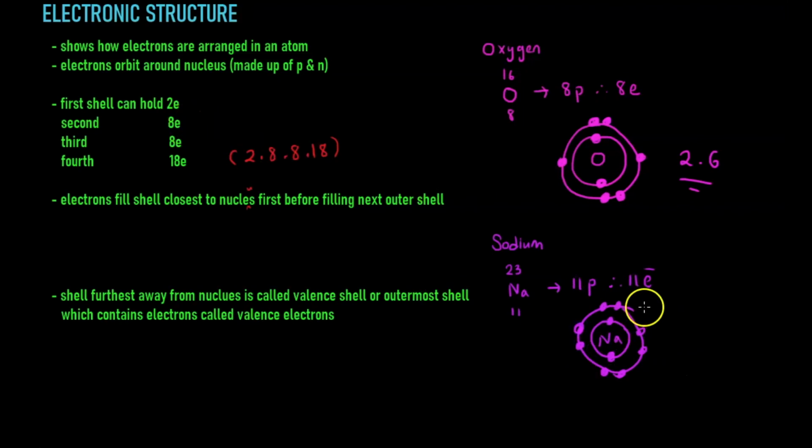How many do I need? 1 more, right? So I just need to draw 1 more here. Okay, and so you can see that it's 2, 8, 1. And this is my electronic configuration for sodium. Okay, hopefully that makes sense. So there's 3 shells here, whereas there's only 2 shells here in oxygen. Okay, and that will be all for atomic structure and electronic structure.